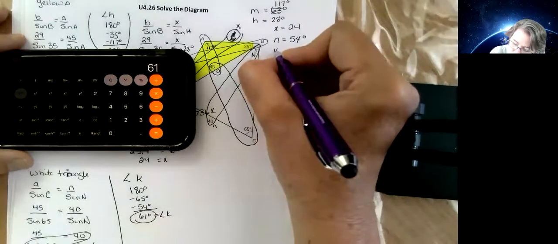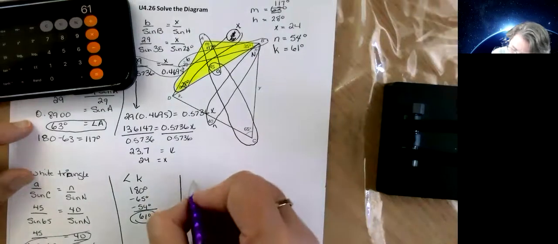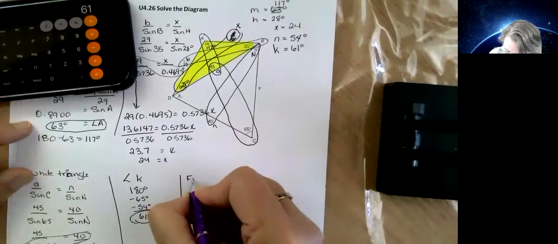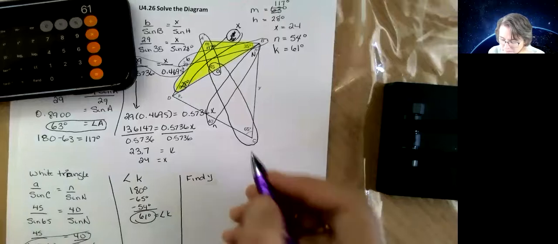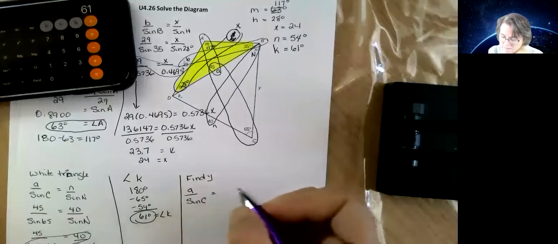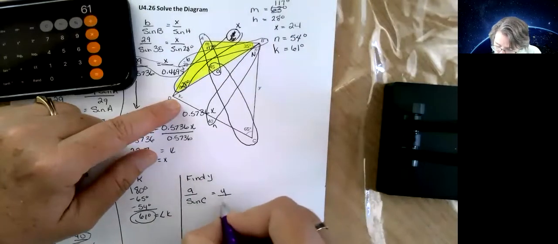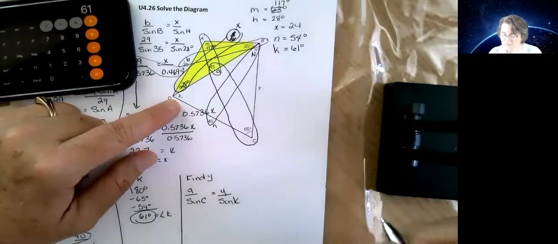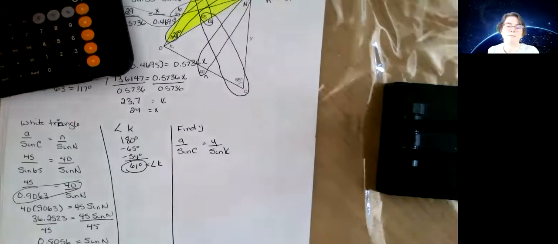So I'm going to add that up here. K is equal to 61 degrees. And now that I know that, I can use my sine law again to find y. So the set I knew from the beginning, which was a over sine c, is equal to y over sine k. Now, again, that's just making me twitch, but it's based on the diagram.